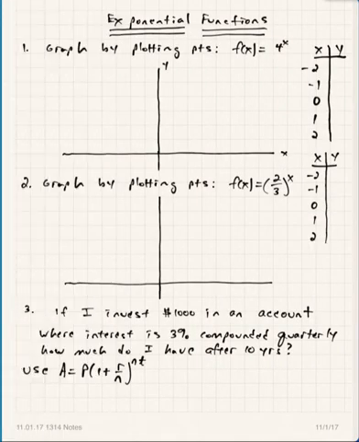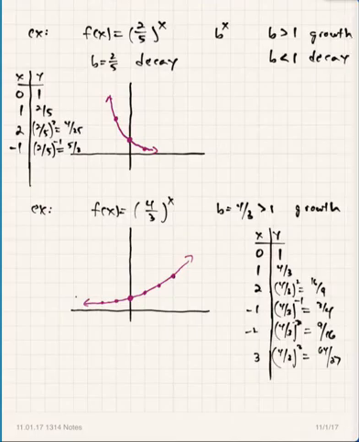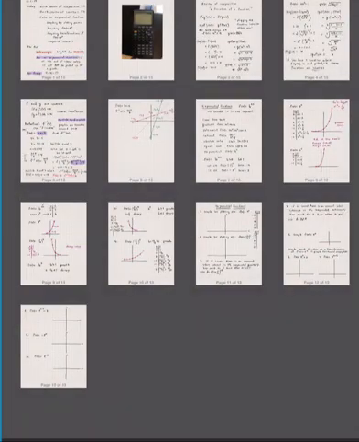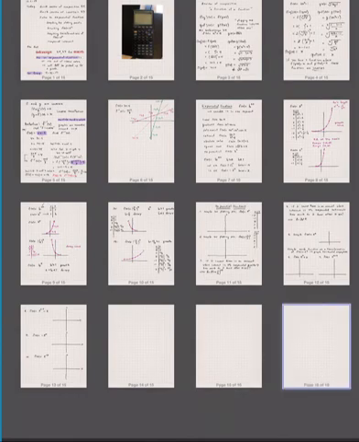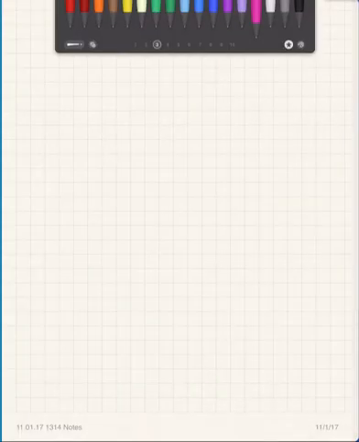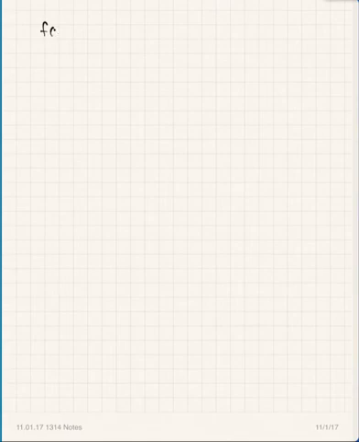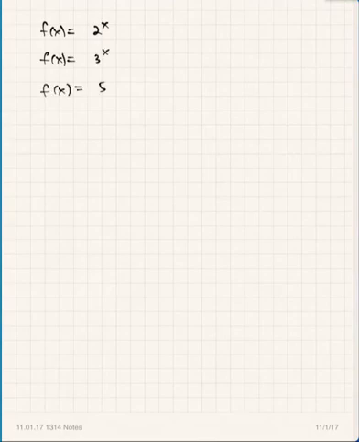So hold on real quick here, we're going to need to add in a couple of pages before we go on to our homework. So let's go ahead and get rid of that. Okay. So if we look at f of x equals 2 to the x, and f of x equals 3 to the x, and f of x equals 5 to the x, we'll put all of these on the same coordinate system.